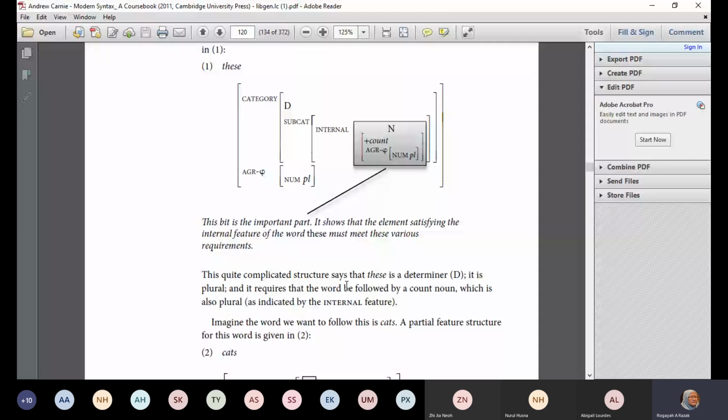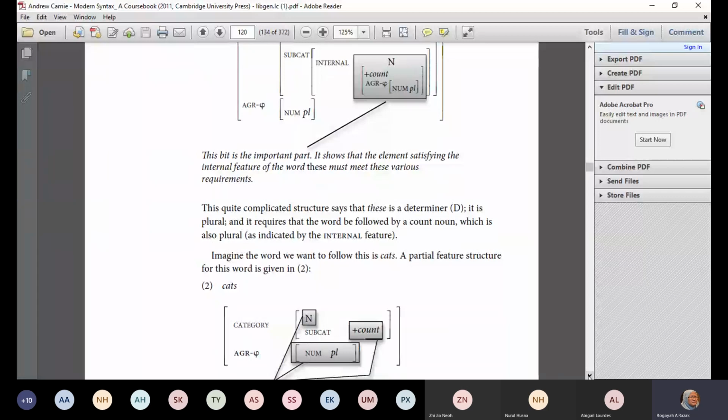So he says this is a quite complicated feature structure that says that this is a determiner. It is plural. This is a determiner. It is plural. It requires the word to be followed by a count noun, which is also plural, as indicated by the internal feature. Okay.